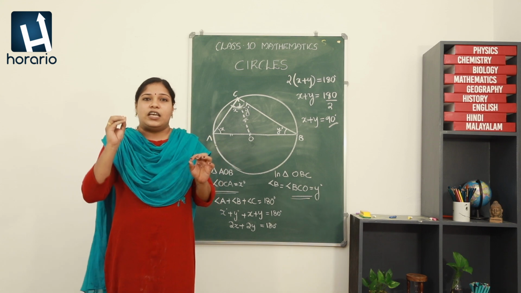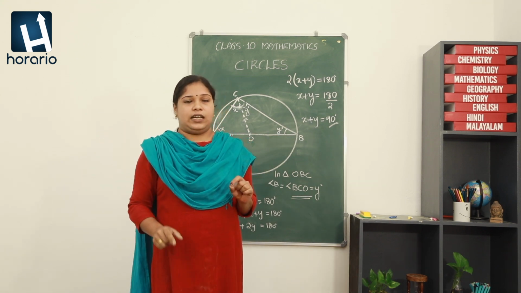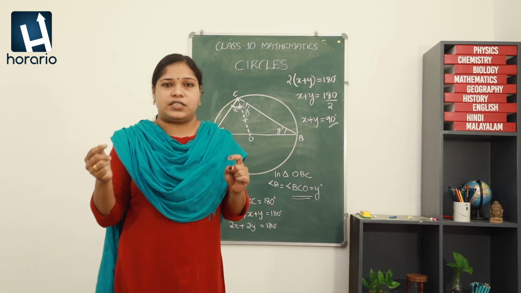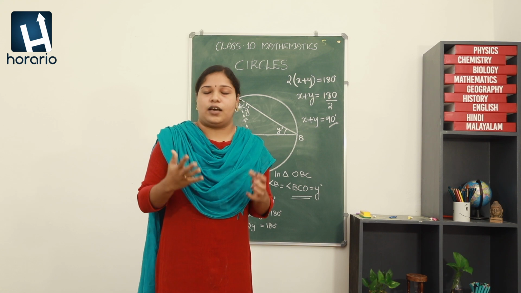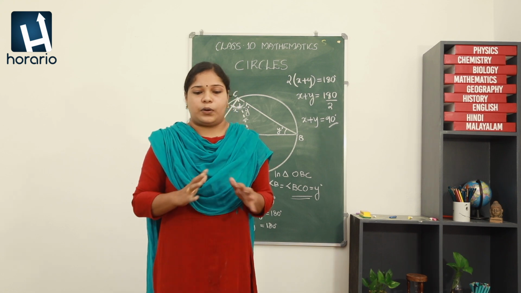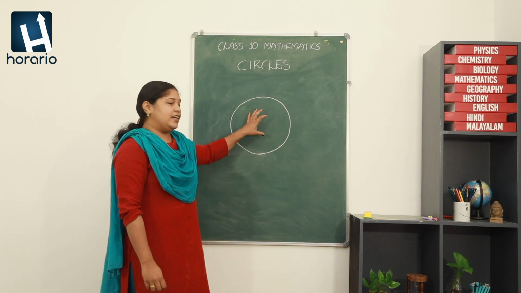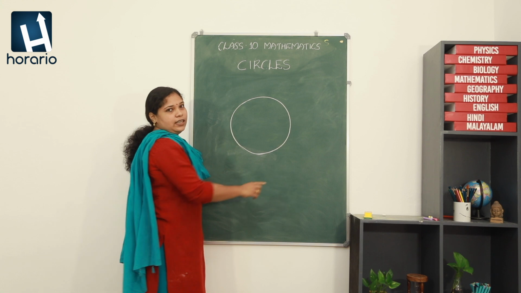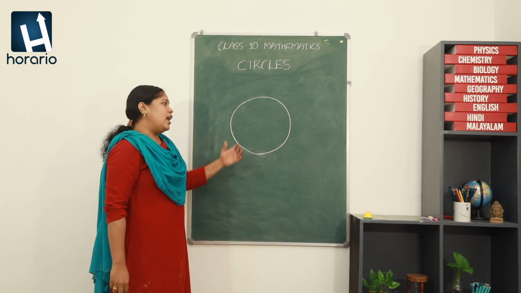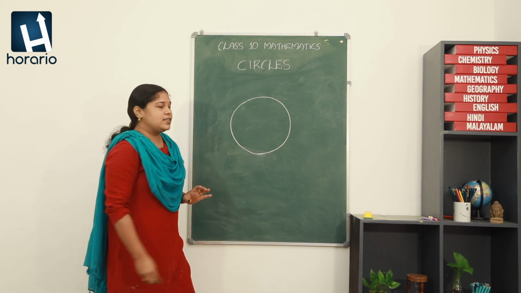So once again, if we join the endpoints of the diameter to a point on the circle, the angle is 90 degree, or angle in a semicircle is right. If we draw a circle in a plane, the plane will divide into three portions. One is the region outside the circle, the exterior of the circle, one is the interior portion of the circle, and one is the point on the circle.